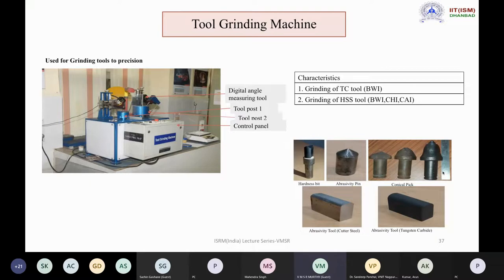So how do you make it? Normally, you cannot do it very easily. So we have fabricated a tool grinding machine specifically for grinding and preparing them. Otherwise, the quality of data will be in question. So we cross-check all the tools under a microscope before we really commit to the test.